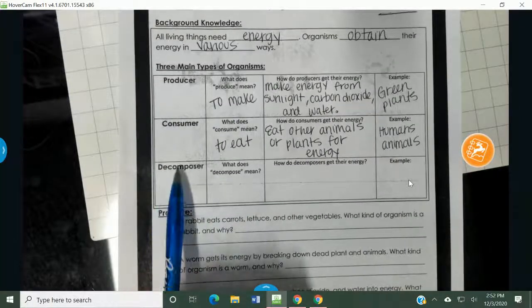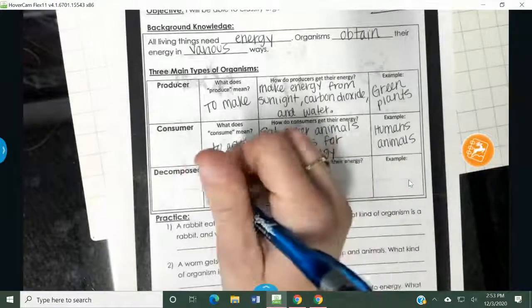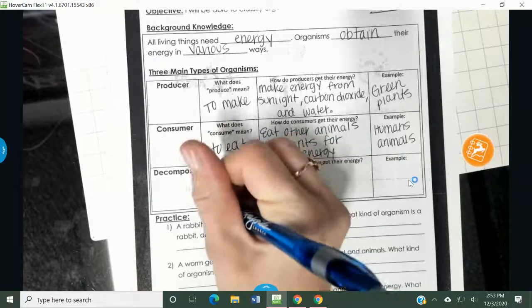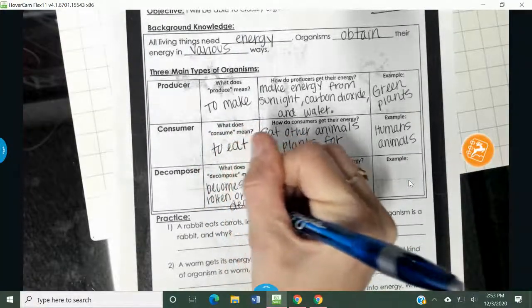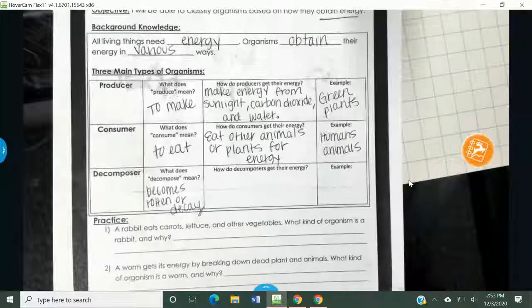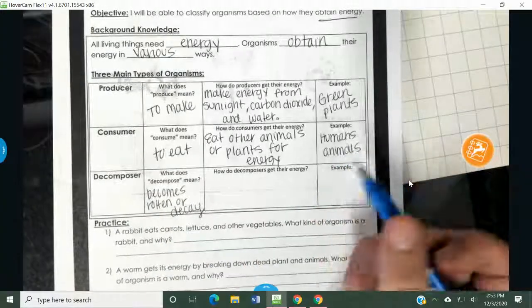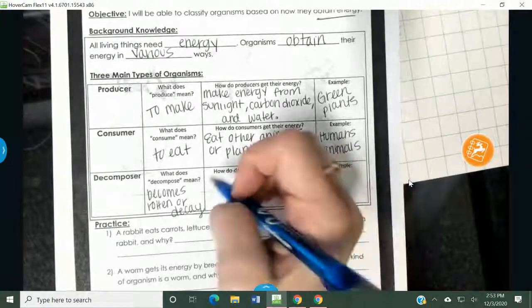And these are a very important part of the cycle. They are an organism, so what does it mean to decompose something? It means something becomes rotten or to decay. So if you've ever seen rotten food or a rotten dead animal, decomposers are doing that. So how do decomposers get their energy? Because we need them. We need that process.